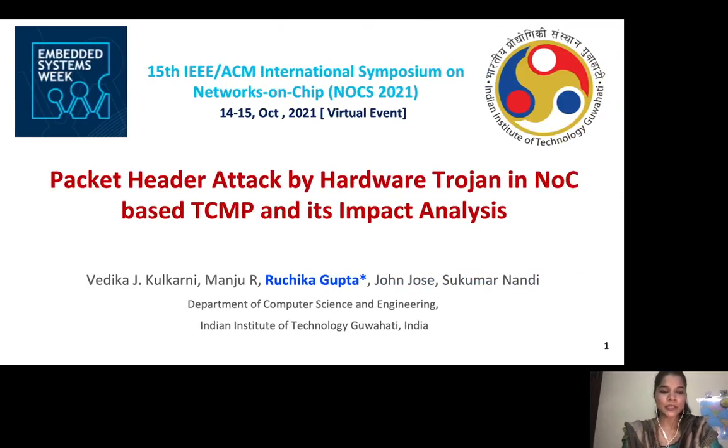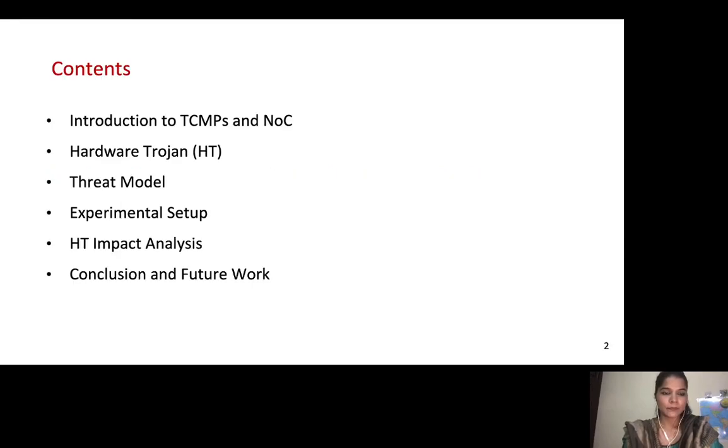Welcome to the presentation of our paper titled Packet Header Attack by Hardware Trojan in NOC based TCMP and its Impact Analysis. This is the flow of our presentation, starting with the introduction to TCMPs and NOC, followed by Hardware Trojan, Threat Model, Experimental Setup, Detailed HT Impact Analysis, and ending with Conclusion and Future Works.